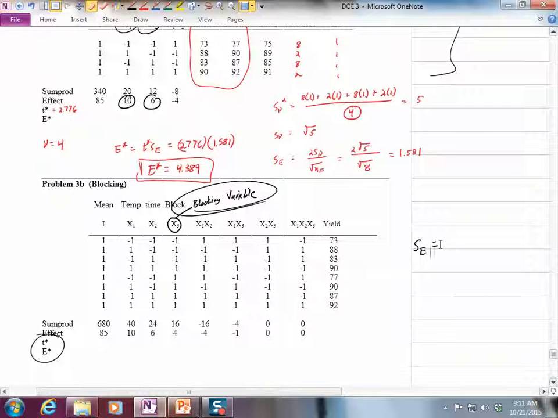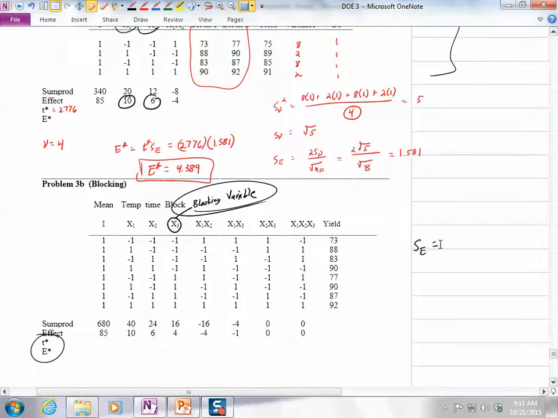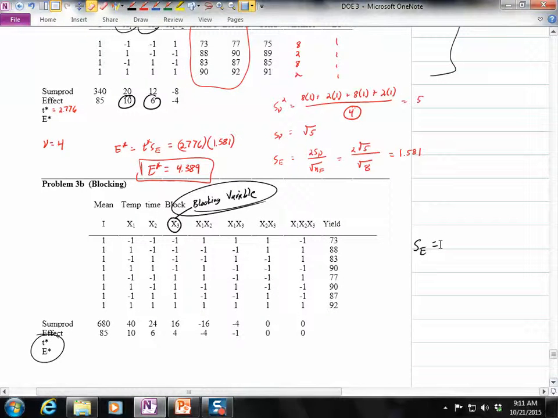Sean: Are the effects of the blocking variable included when we're calculating SE? No, the blocking variable very well could be big. That's why we're doing it, because we think the effect of X3 is going to be big. But it's the block factor interactions that we assume are just a reflection of noise. Okay, just wanted to make sure. Yep, good question.